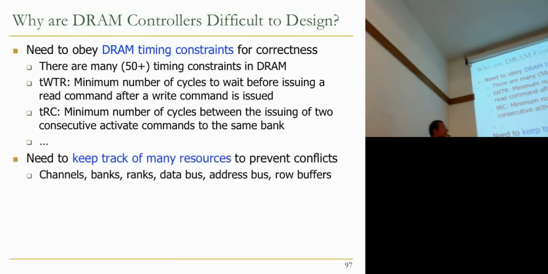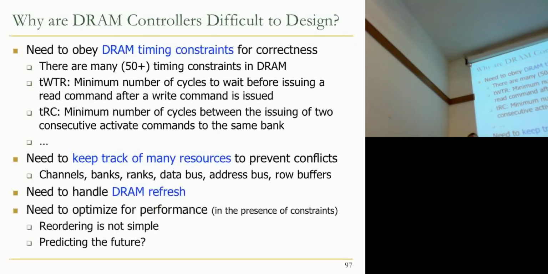You need to keep track of many resources to prevent conflicts. And I've given you examples of these resources. You need to handle DRAM refresh at the same time. You need to optimize for performance in the presence of all of these constraints. And reordering turns out it's not that simple, especially if you want to have a large request buffer. And predicting the future is not that simple. Ideally, you would like to predict the effect of what you do in the controller.